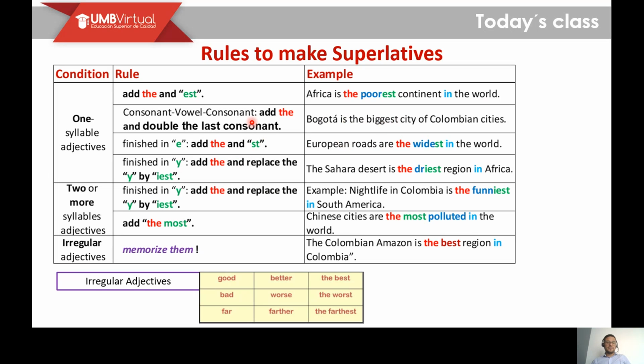Eso con respecto a los de one syllable. About two or more syllables, we are going to add the word most, the most polluted in the world. ¿Listo? Y tenemos unos que son irregulares, los mismos: good, the best, bad, the worst, far, the farthest.